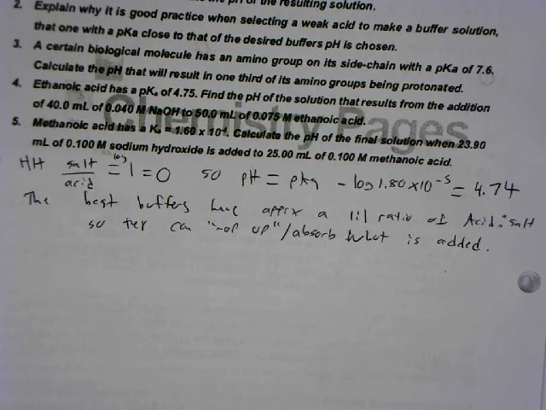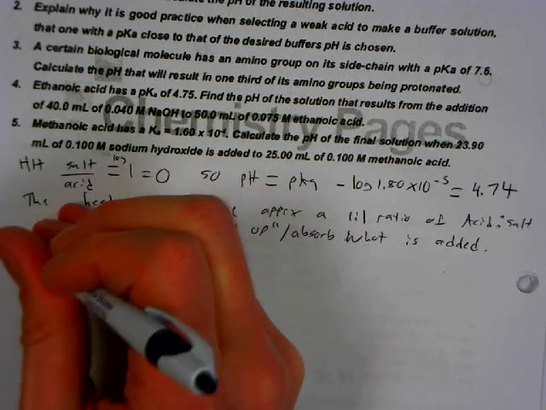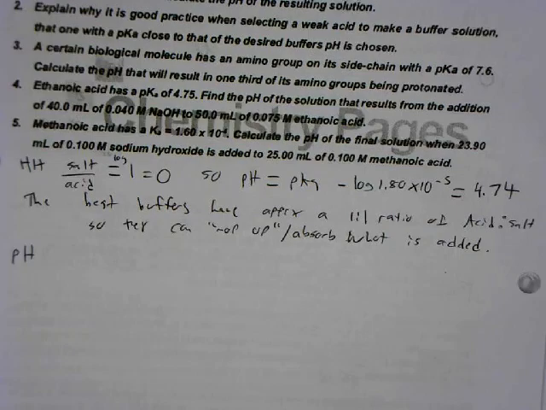Number 3. Let's keep going. A certain biological molecule has an amino group on its side chain with a pKa of 7.6. Calculate the pH that will result in 1/3 of its amino groups being protonated. Looks hard, but it's not. First thing I'm going to do is write out Henderson-Hasselbalch.